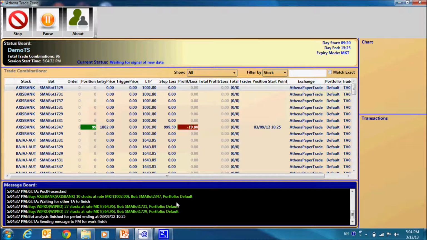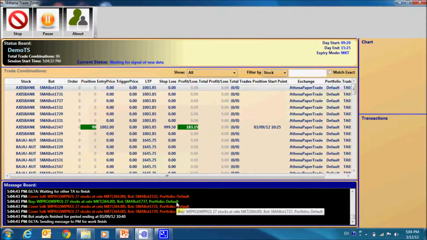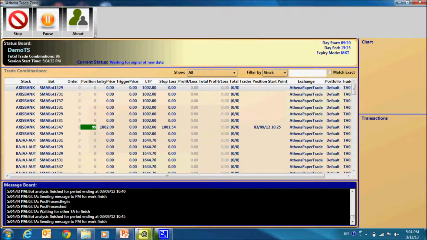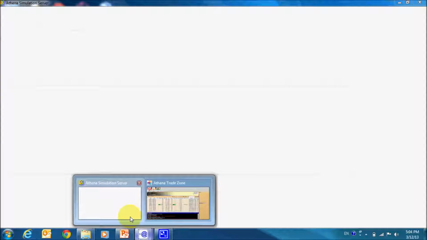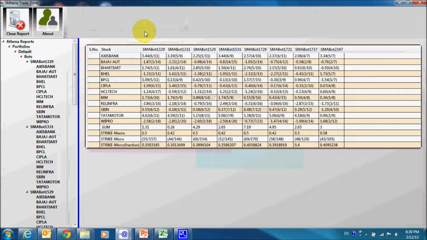The virtual trade session has started. It will take some time to complete the trade session. If you want, you can see the current status on the simulation server. This session will finish at 5:12 p.m. Our session is finished and it is time to see the result.